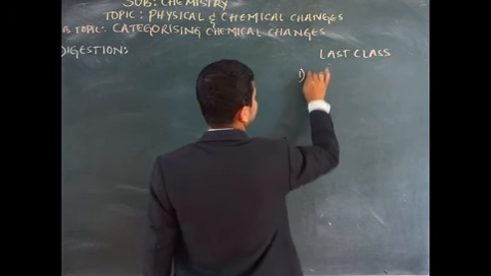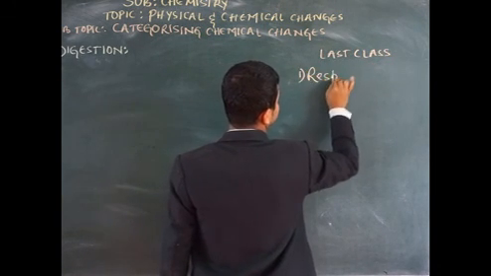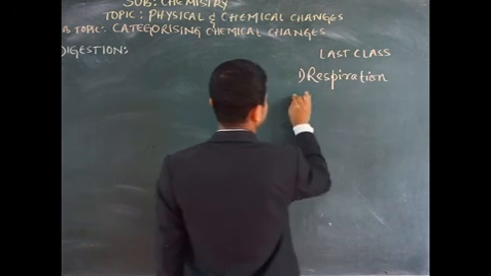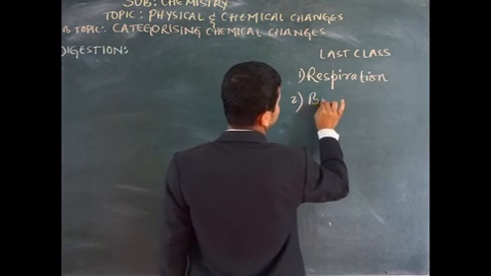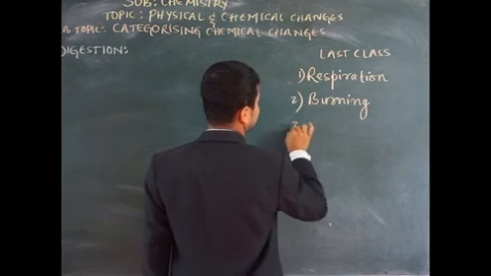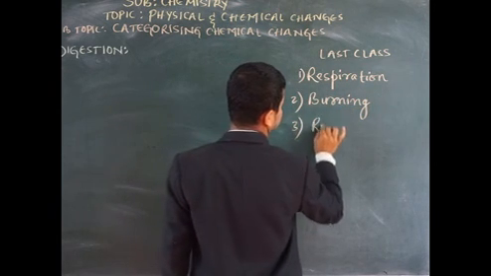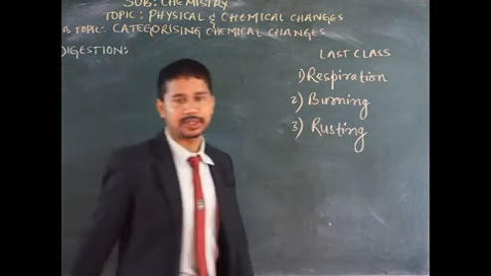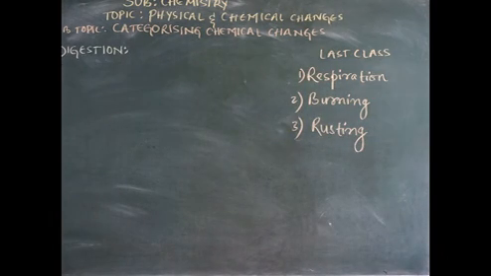What did we do? Number 1, respiration. Number 2, burning. Number 3, rusting. So we did these three in the last class: respiration, burning and rusting.